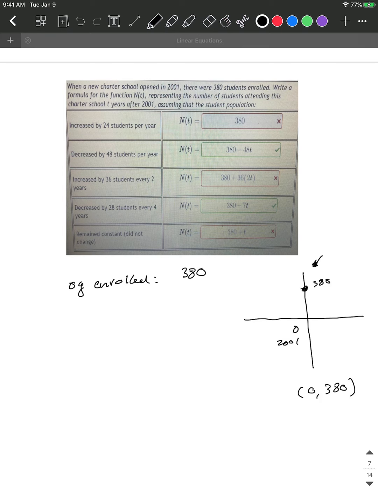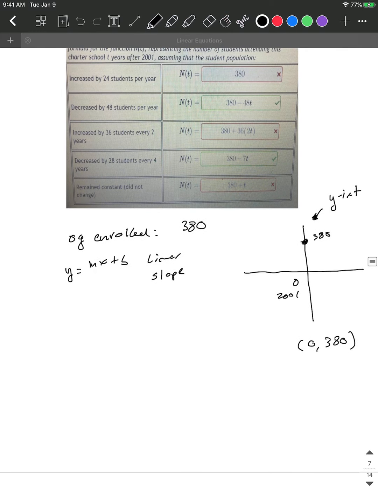Now we're going to use the information they give us to come up with some linear equations. Just remember, a linear equation is the same thing as slope-intercept form. So here's the equation: y equals mx plus b. It's either linear or slope-intercept, whichever name you prefer. Looking at equation A, it says increase by 24 students per year.